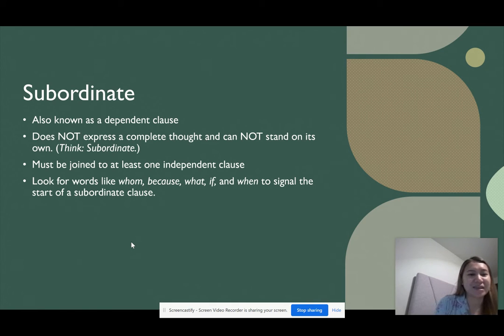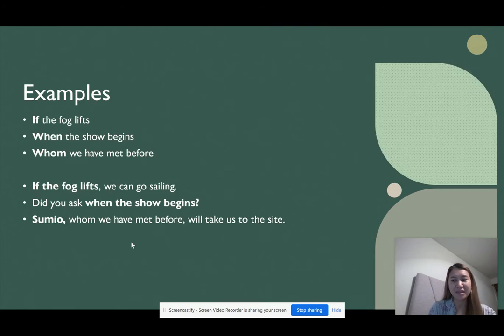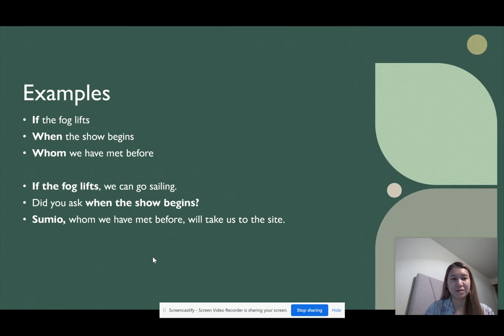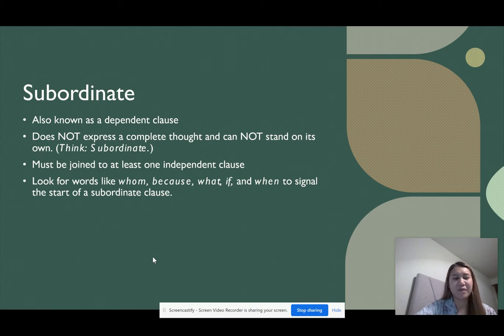Next, subordinate, also known as dependent. If you are dependent on someone, it means you need that person. You can't stand on your own. So same thing for a subordinate clause. It does not express a complete thought and cannot, I repeat, cannot stand on its own. That's why it's dependent. It's a subordinate. If you're a subordinate, you can't decide on your own.